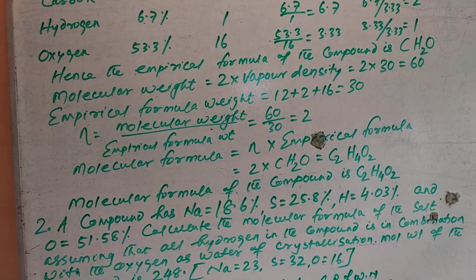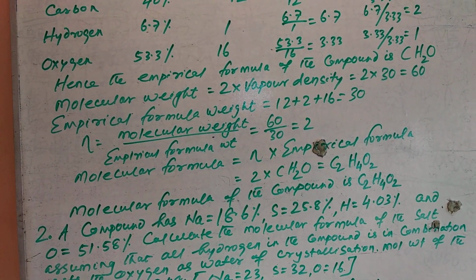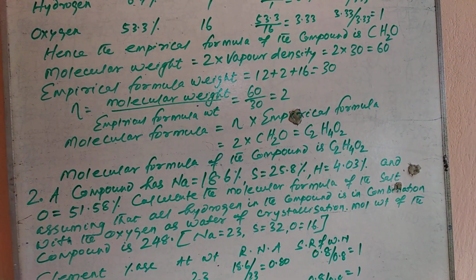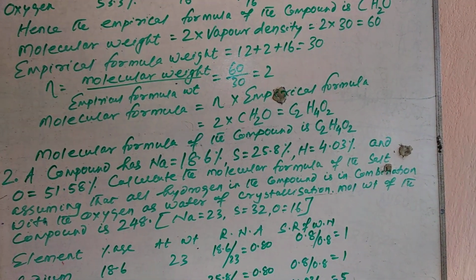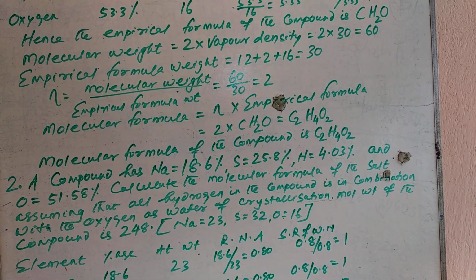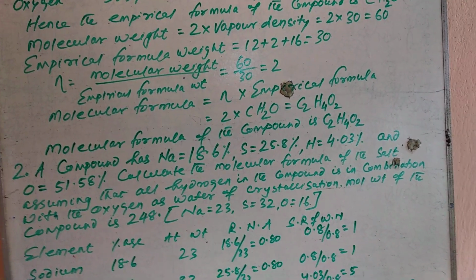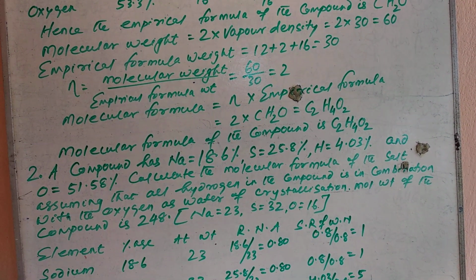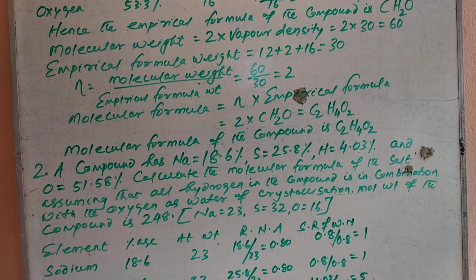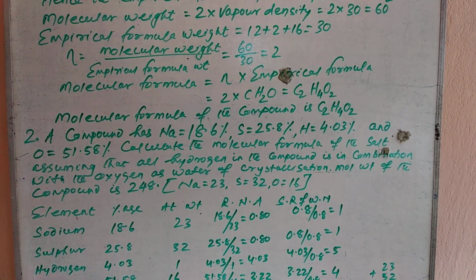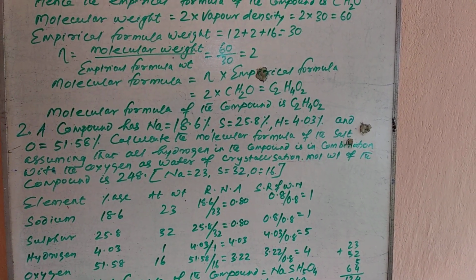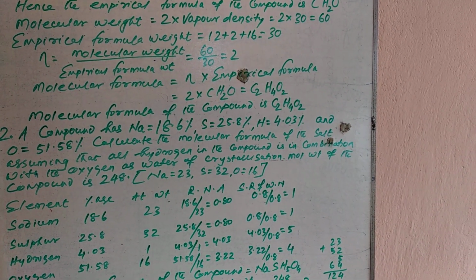Now, N is equal to molecular weight divided by empirical formula weight, that is equal to 60 divided by 30, is equal to 2. Now, the molecular formula is equal to N times the empirical formula, that is equal to 2 times CH2O. It comes to C2H4O2. Now, the molecular formula of the compound is C2H4O2.